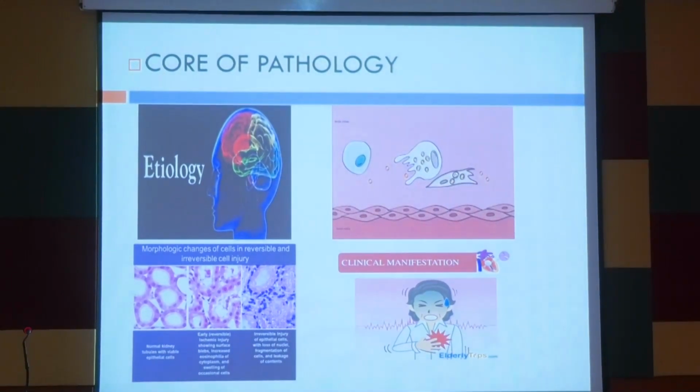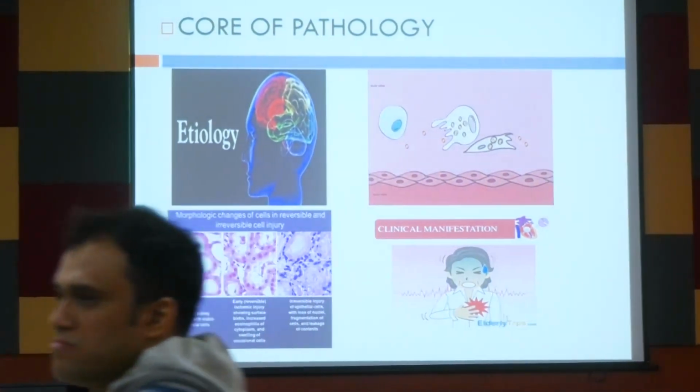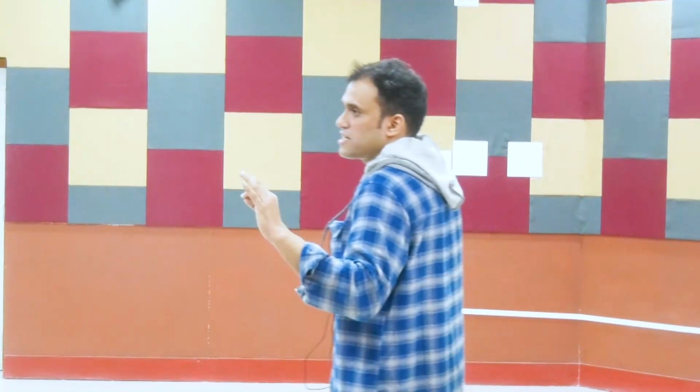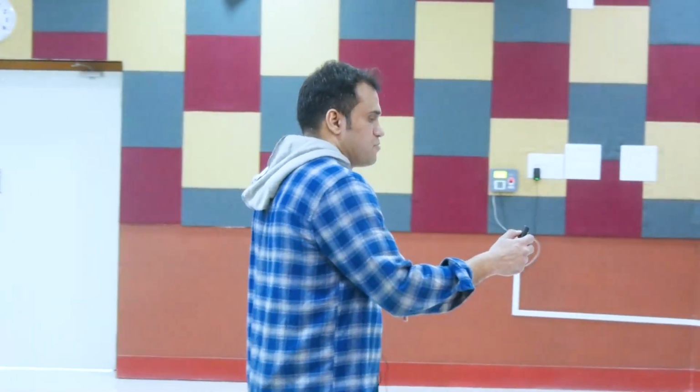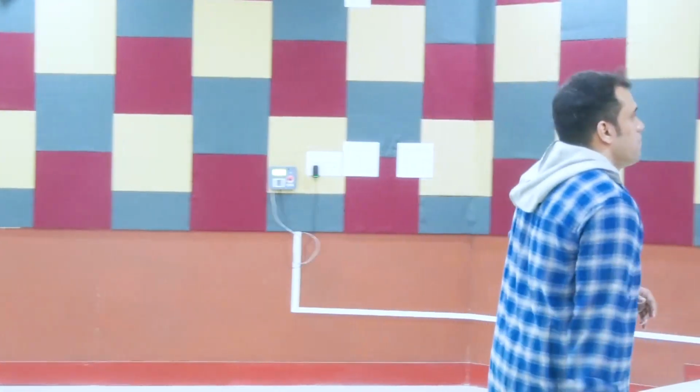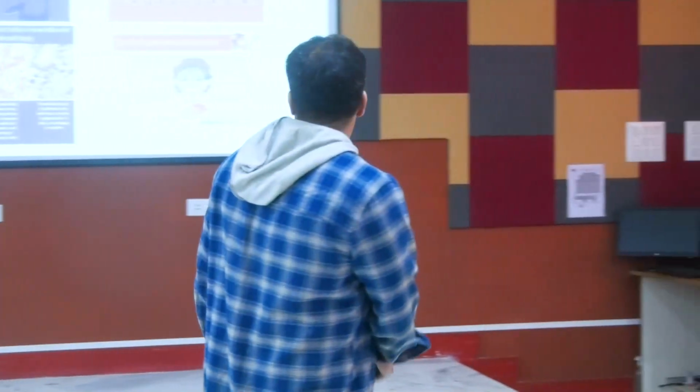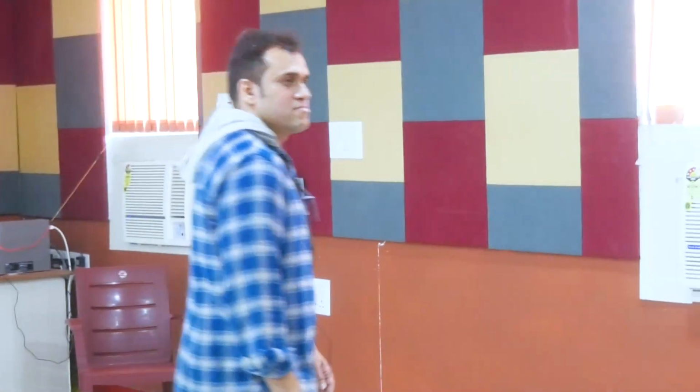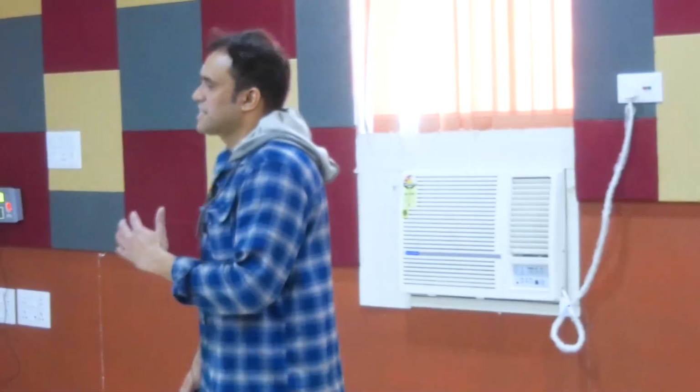You must remember. One is etiology, the causes of a disease. What can cause a disease? That is one thing. Number 2 is the pathogenesis. Number 3 is the morphologic changes that take place in cells and tissues, reversible and irreversible. I'll come to that later. And the final one is the outcome.